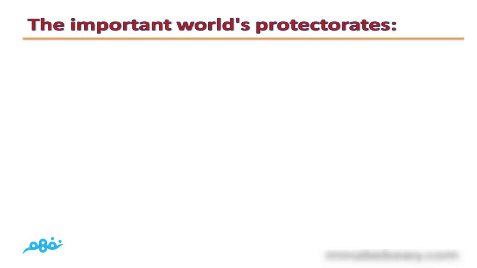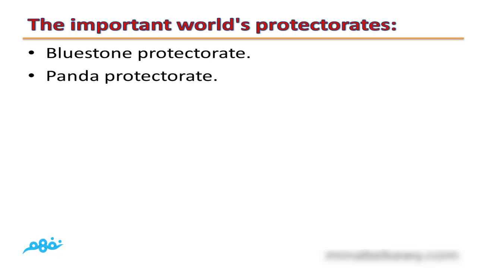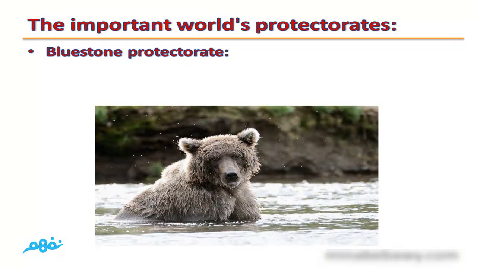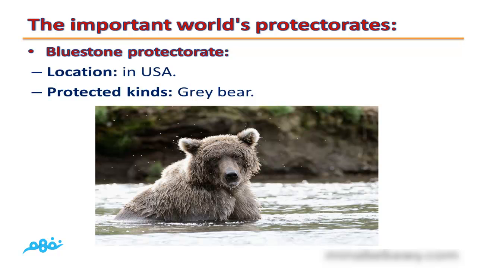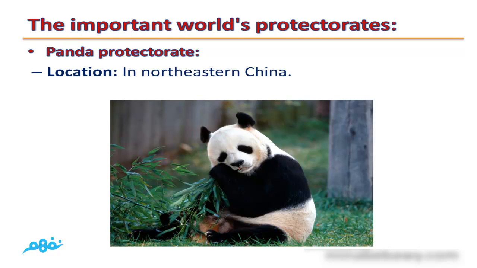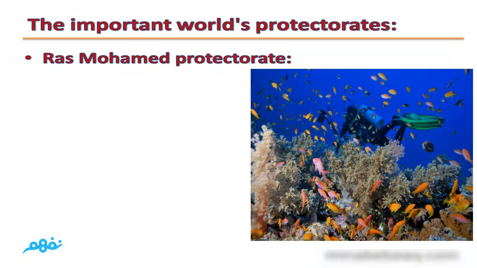The important world protectorates. Number 1, Bluestone Protectorate. Number 2, Panda Protectorate. Number 3, Ras Muhammad Protectorate. First, Bluestone Protectorate. Its location is in USA. Protected kind, gray bear. Panda Protectorate. Its location is in northeastern China. Protected kinds, panda bear.